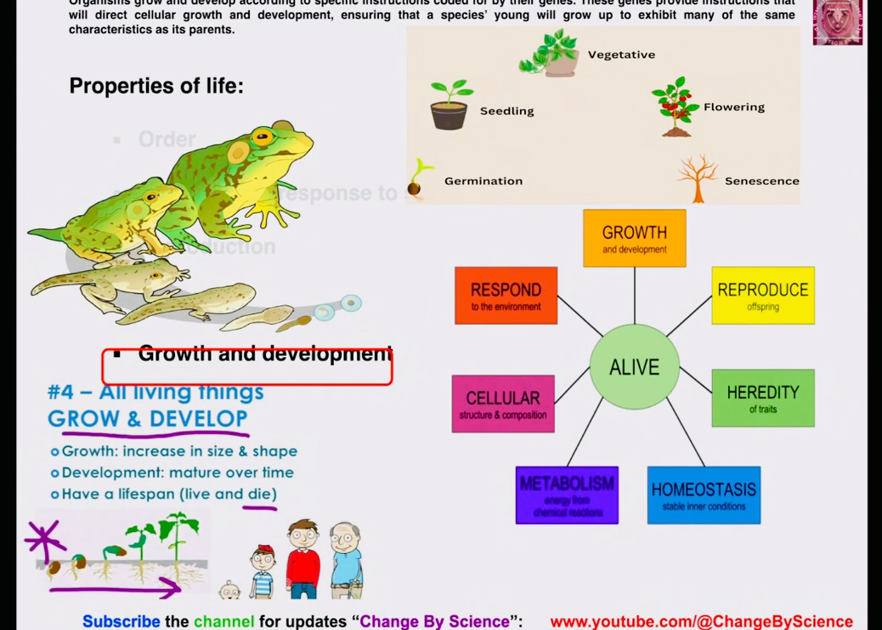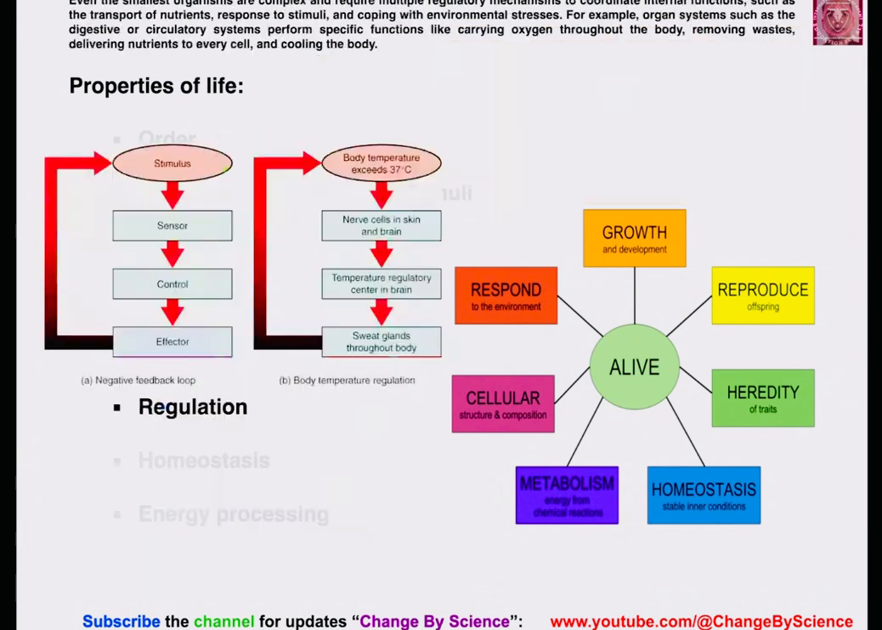Here you can see the organisms are growing and developing according to specific instructions coded by their genes. These genes provide instructions that will direct cellular growth and development, ensuring that a species' young will grow up to exhibit many of the same characteristics as its parent. Here you can see germination, seedling, vegetative, flowering, and cellular senescence. In a similar way, you can understand the growth and developmental properties in different organisms.